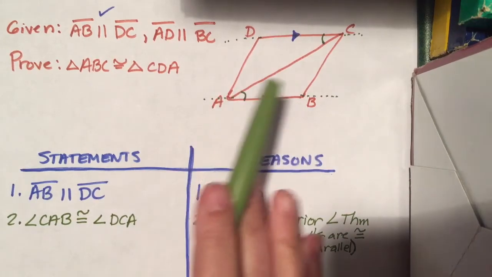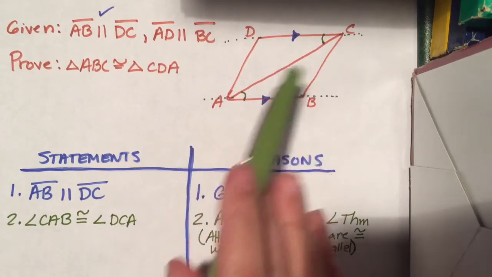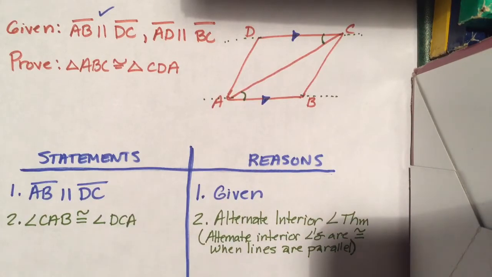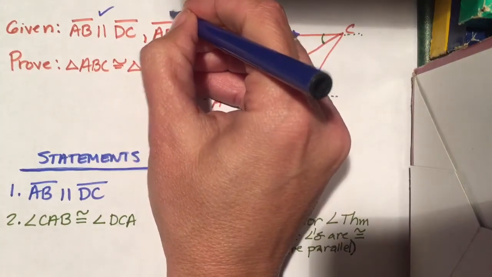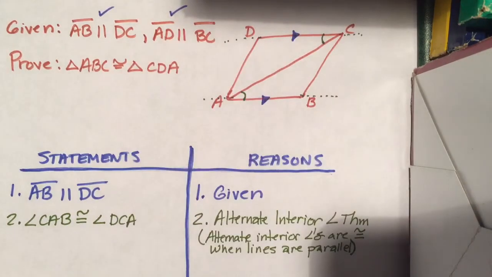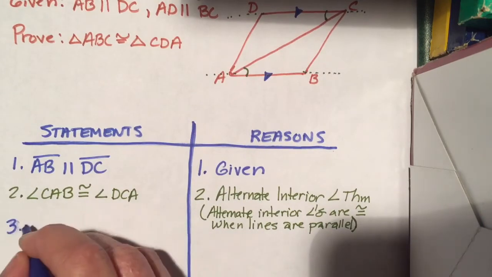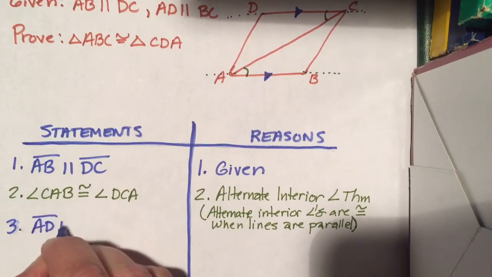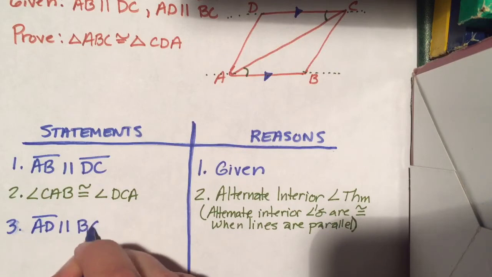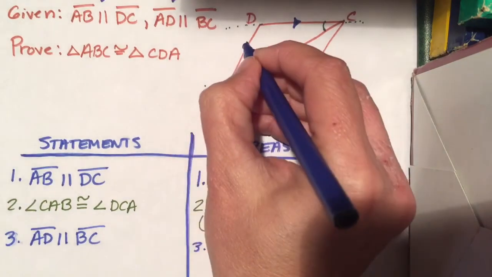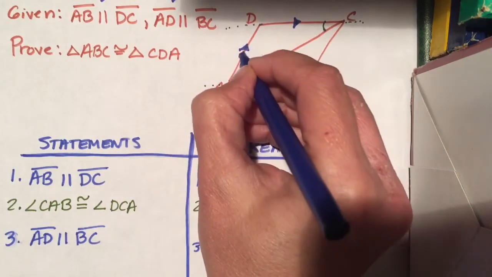So I've established these two angles. Okay, is there anything else I can do with this? Not really. So let's move on to another given. Let's look at our next given. AD is parallel to BC. So now I'm going to do another given. AD is parallel to BC. And again, I know this because it's given. So I'm going to come up here and mark these two parallel.